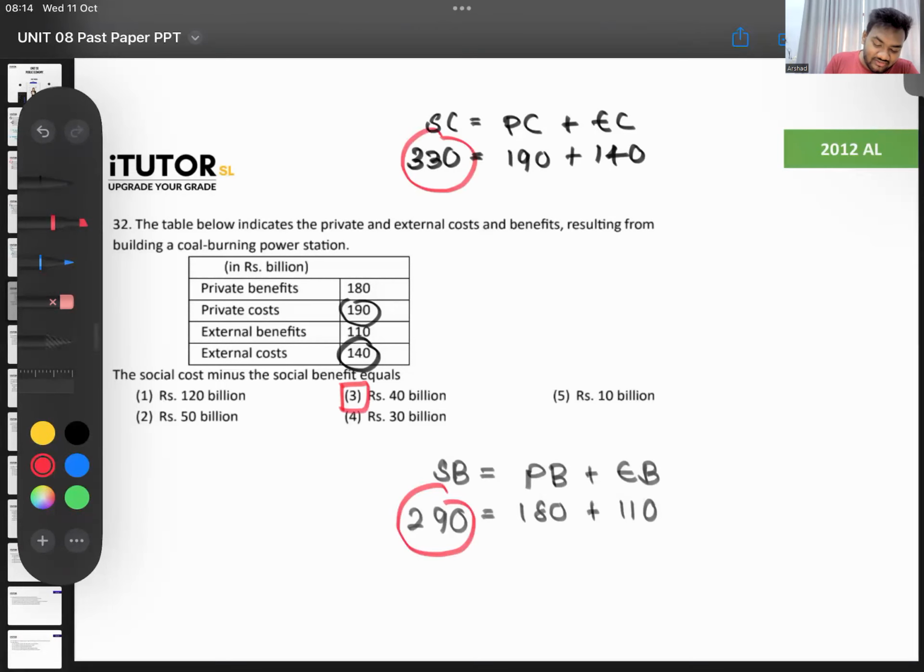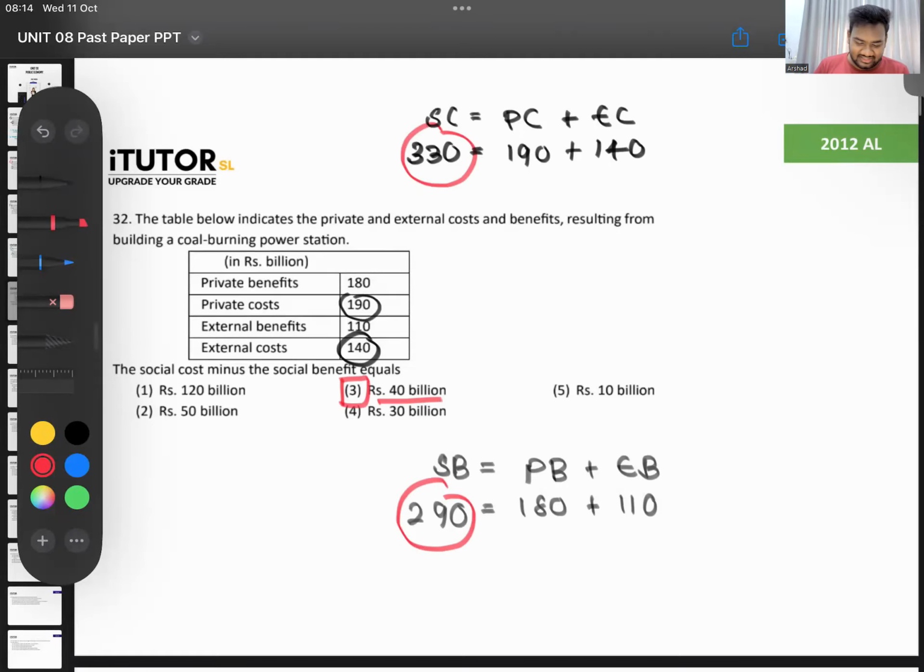So sometimes do you ever wonder why they even ask questions like this? I also wonder, why are they even asking? This is like grade 2, 3 maths.